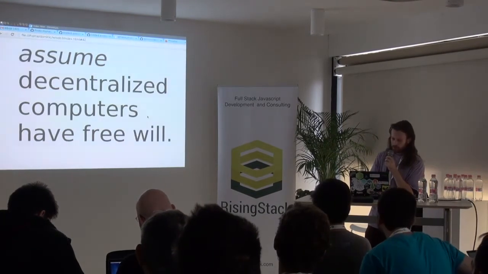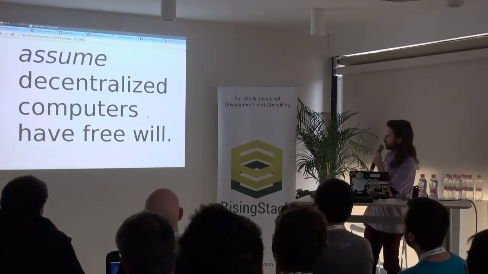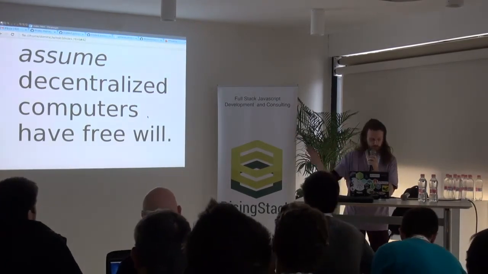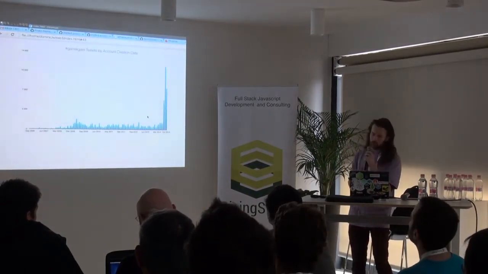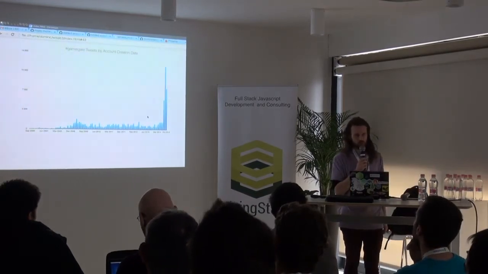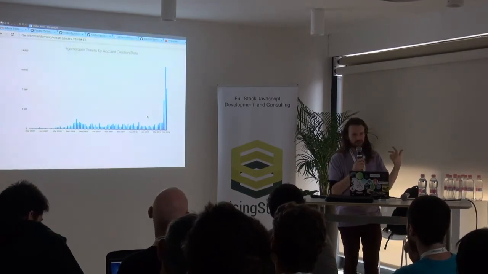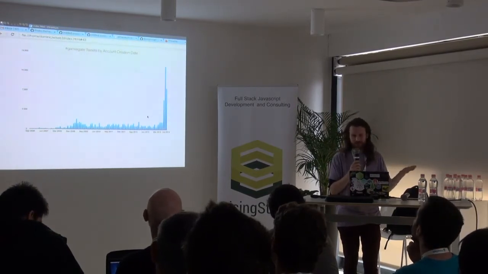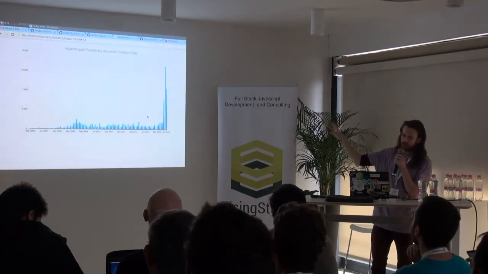But yeah, you need to assume that decentralized computers can do whatever they like. It gets worse as well. If you meet someone who's a total jerk, you can just brand an X on their forehead, and then everyone will know to avoid that person. But it's not so simple with computer programs.